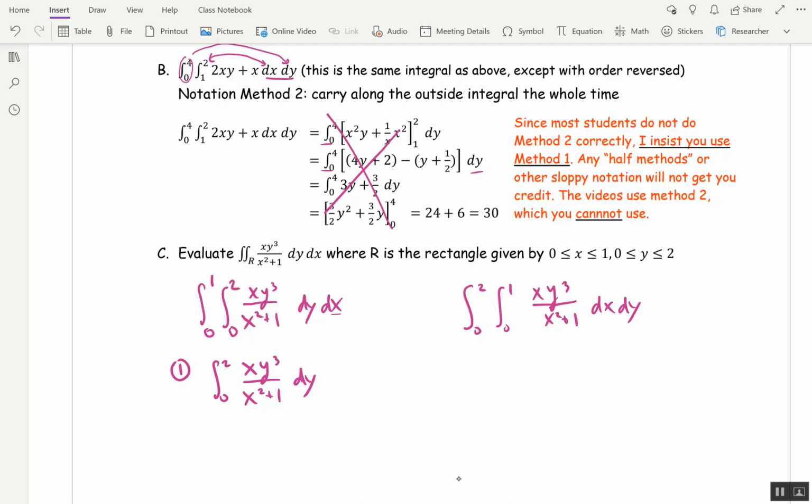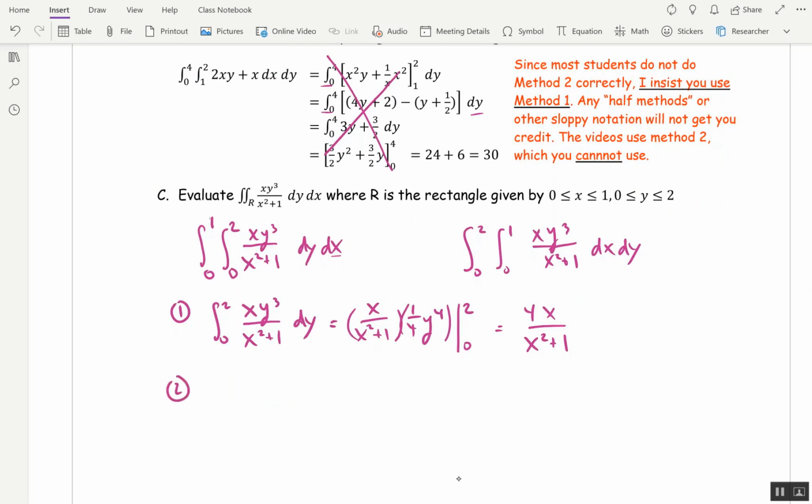So this is going to be x over x squared plus 1. That's all constant. And then when I integrate y cubed, I get 1/4 y to the 4th, and I'm going to evaluate that between 0 and 2. So that's 4x over x squared plus 1. Integral 2, I use the outside limits, 0 to 1. I use my answer from the first integral and dx.